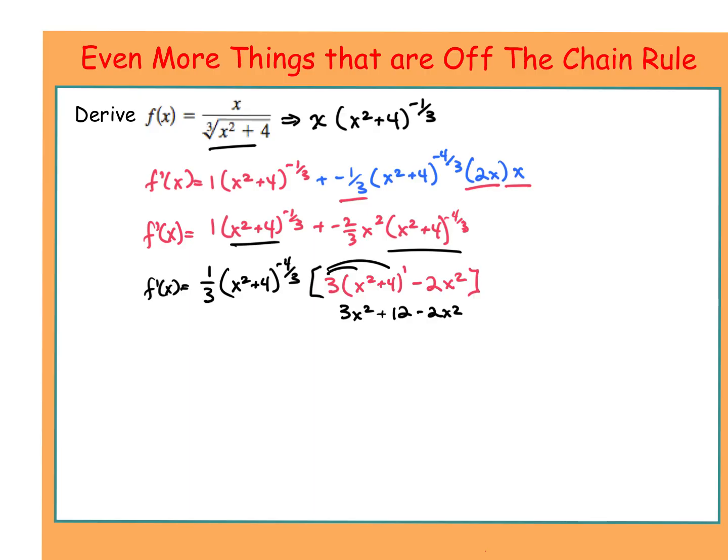So how many x squareds get to stay up top? I got 1x squared and then plus 12. And then who goes to the basement? A 3 and then times x squared plus 4 to the power of 4/3.